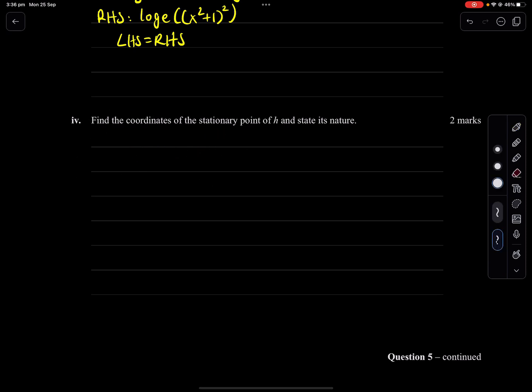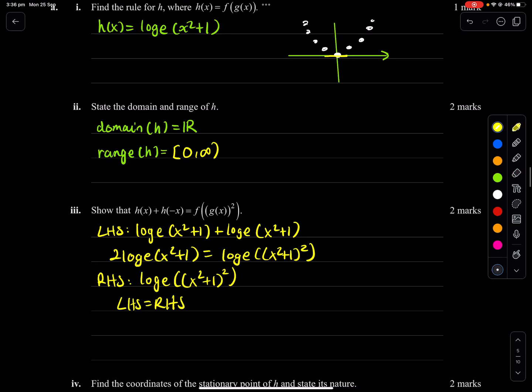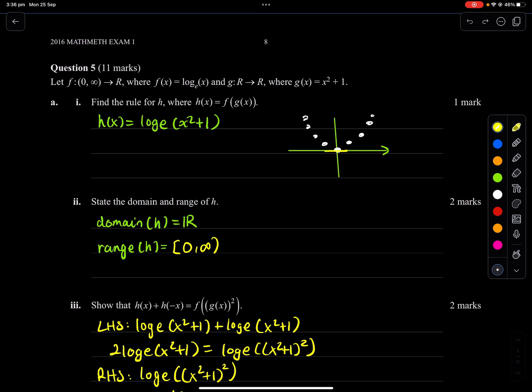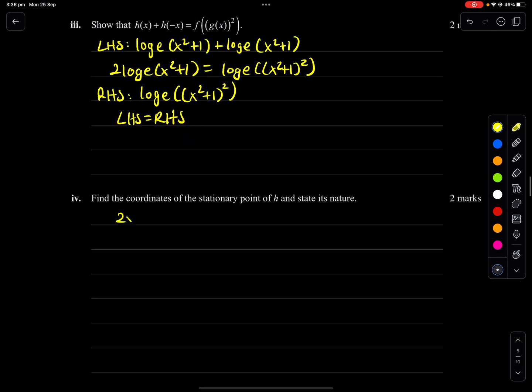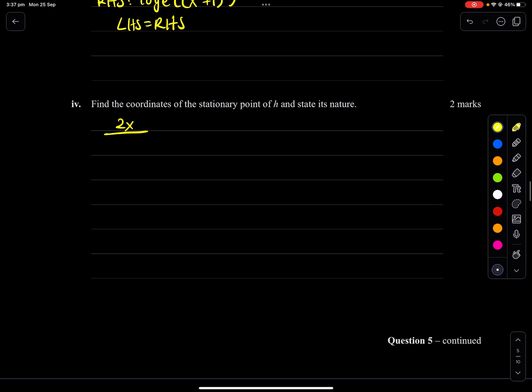So, for this one, it's nice and easy. What's the inner function? It's x squared plus 1. So what's the derivative? It's just 2x. So we can say 2x over x squared plus 1 is actually equal to your h dash of x, by the way.